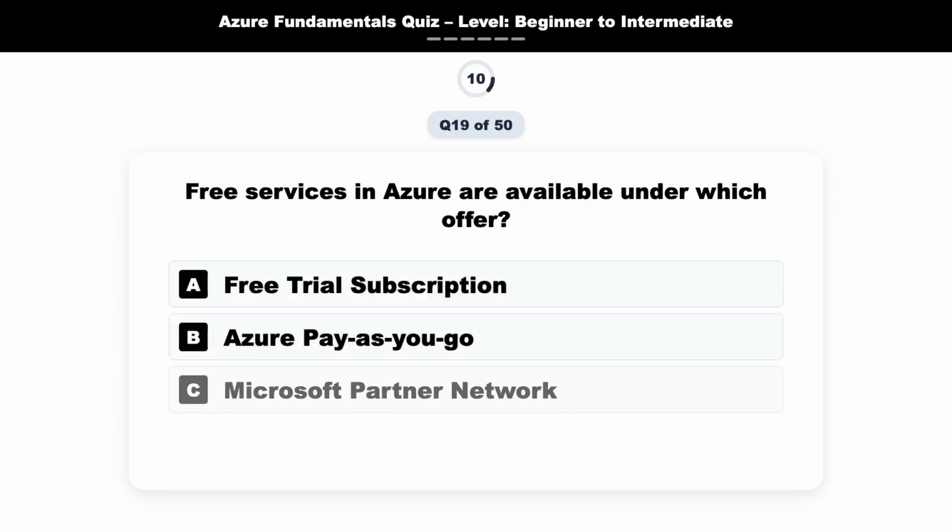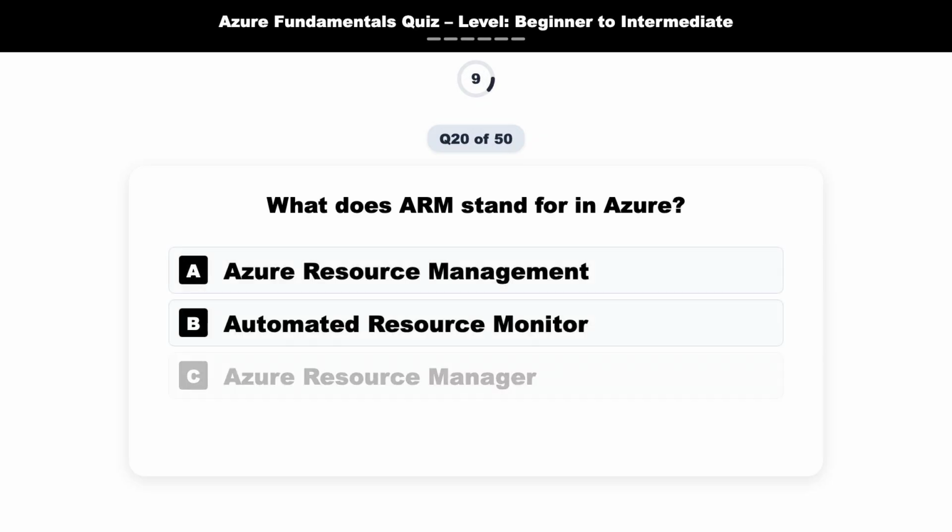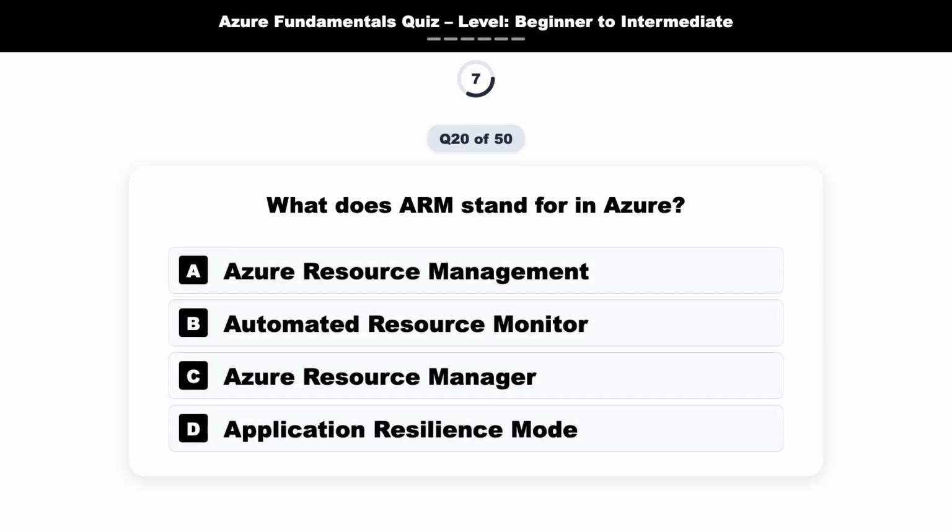Question 19. Free services in Azure are available under which offer? Question 20. What does ARN stand for in Azure?